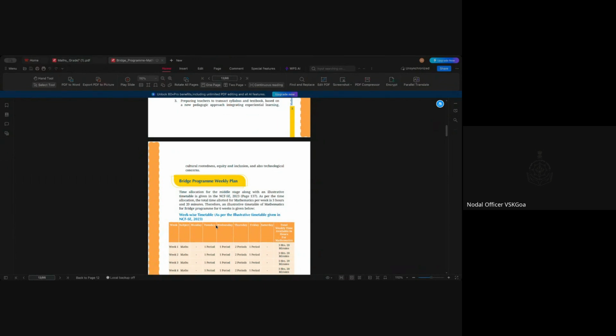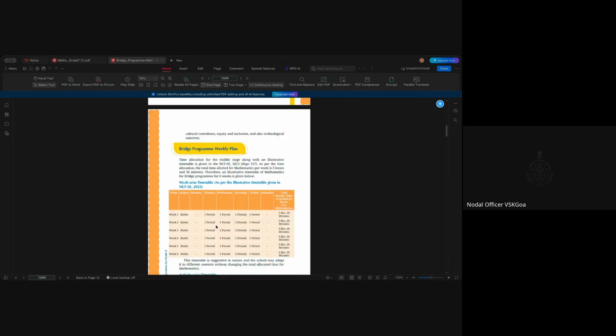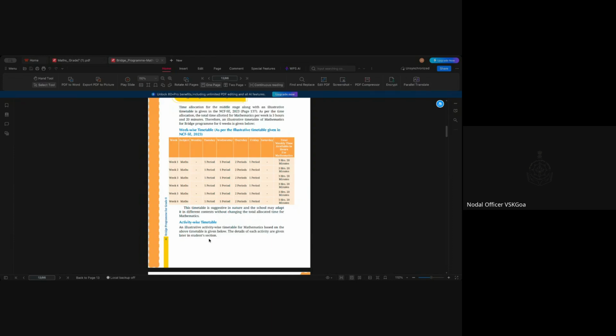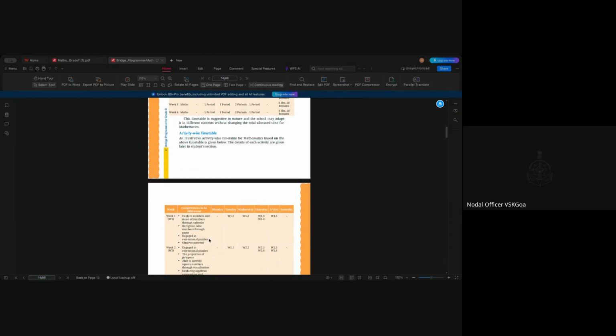Now you see your bridge course weekly plan. As I mentioned, it is given for 6 weeks, and a tentative and suggestive timetable is mentioned over here. You don't have to stick to this, but as per the lecture allotment, you have to make your revised weekly timetable, and according to that, you have to proceed further.